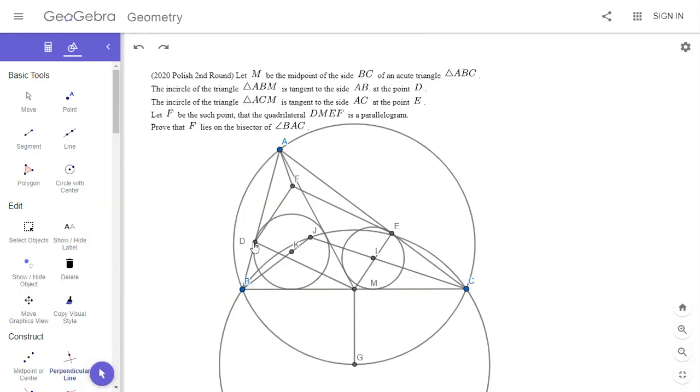I wonder if AFD is similar to another triangle. Like, what if we want to show DAF is angle A over 2. Is AFD similar to GMA? No, I don't think that's true.